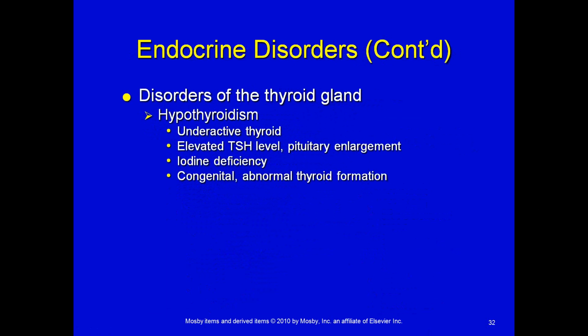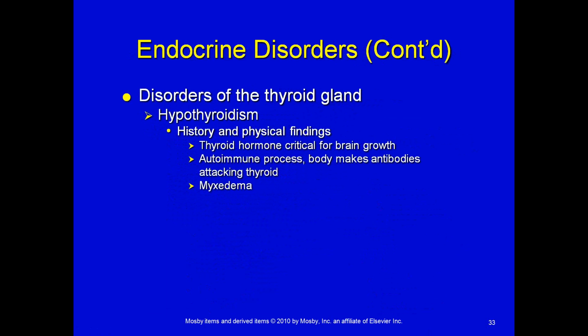Hypothyroidism also can be caused by a congenital or an abnormal thyroid formation. Your history and physical findings will suggest somebody with hypothyroidism. The thyroid is important not only for metabolism, but also for organ growth and those sorts of things. So the thyroid hormone is critical for brain growth.